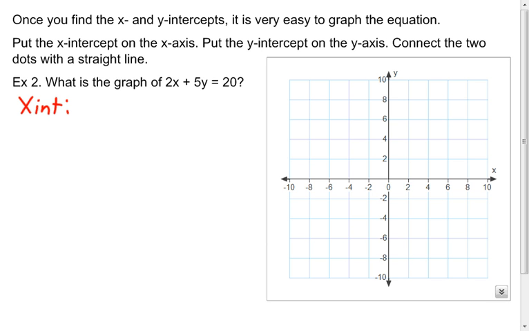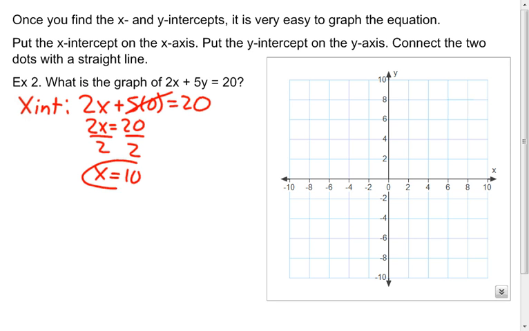Remember, plug 0 in for y. 5 times 0 is 0, so that cancels. 2x equals 20. Divide by 2. X is equal to 10. That's my x-intercept. So I go over to my graph, and I say, where is x equal to 10? X is equal to 10 way over here on the right, so I put a dot there.